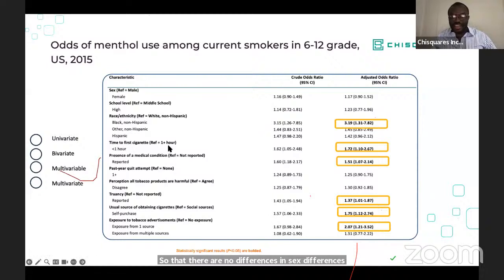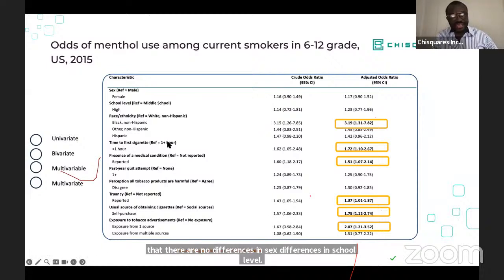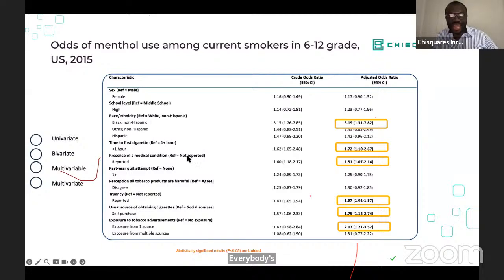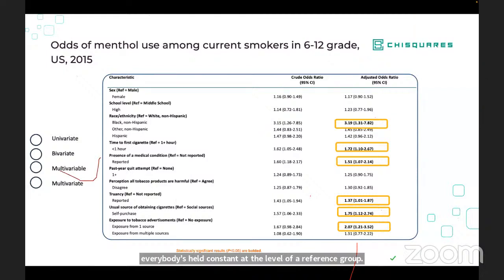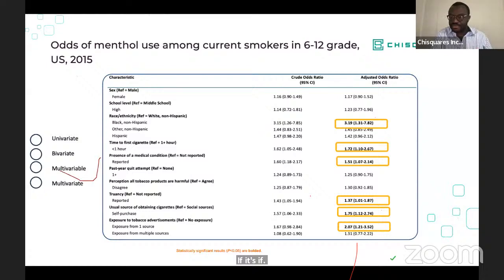Everybody is, the reference smokes 1+ hour. Everybody does not have a medical condition, right? So everybody is held constant at the level of a reference group. If it's a continuous variable, we hold them at their mean.